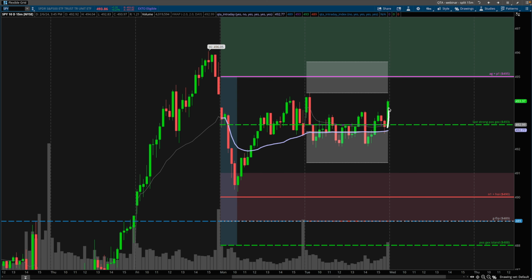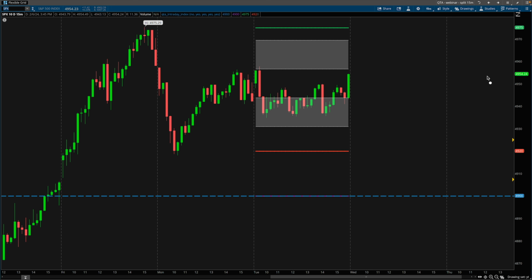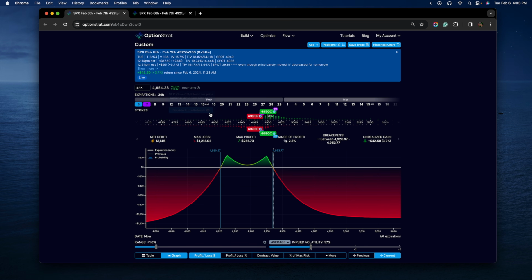By the close, you guys can see there was a little bit of a spike, but the SPX ended up closing right around 49.54. And this is what the trade looked like at the close, right about around where the break even was. So if held until the actual close, the SPX options are still updating after the market.